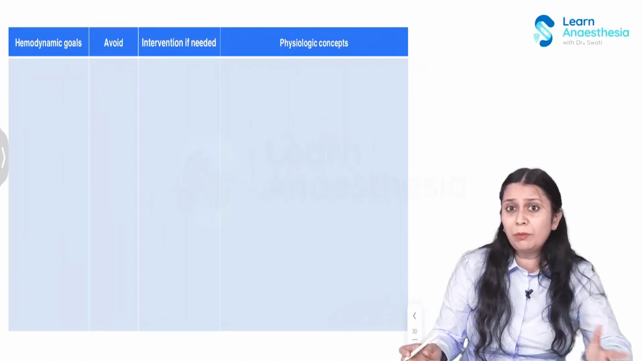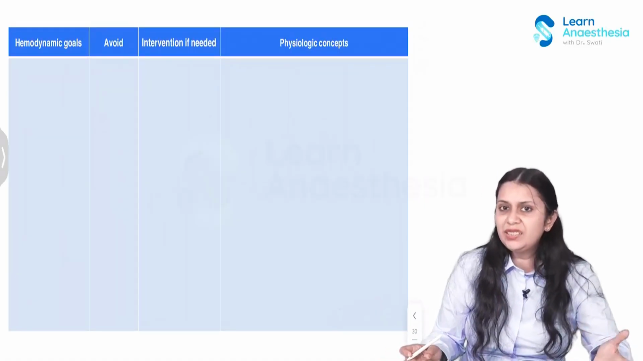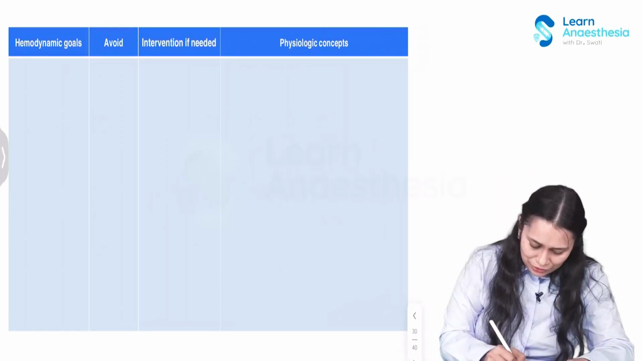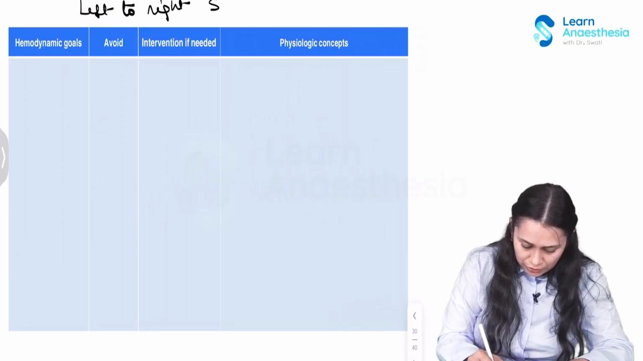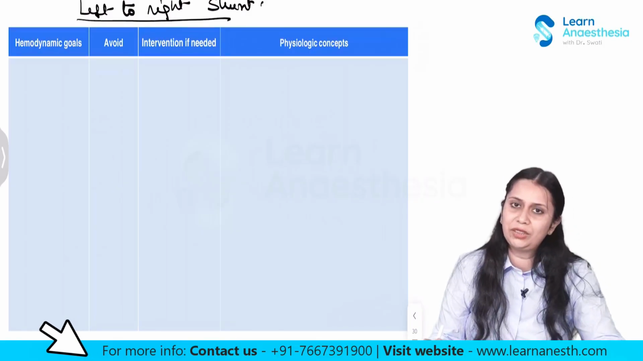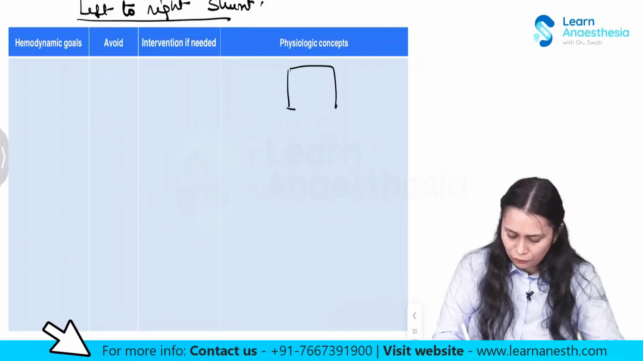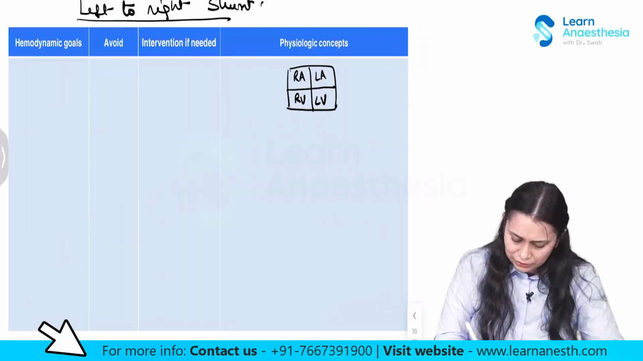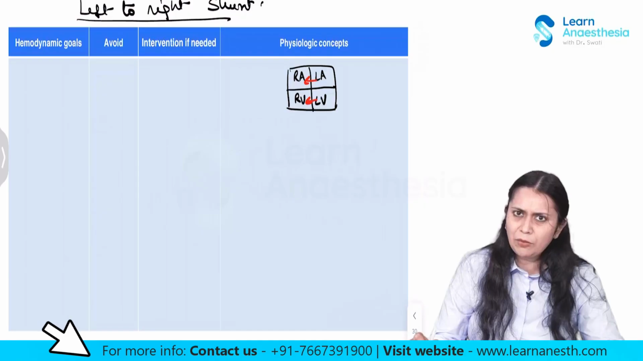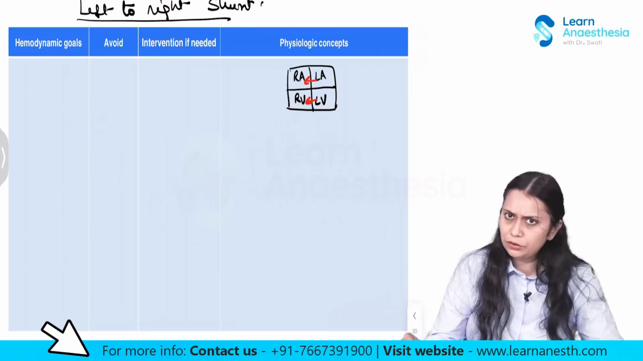Okay. Now coming to the next, which is left to right shunt. Compared to other cardiac lesions, left to right shunts are easier to manage, right? So what happens in left to right shunt? Again, let's say these are the 4 chambers of the heart: right atrium, right ventricle, left atrium, left ventricle. The shunt is between the left atrium and right atrium, or left ventricle and right ventricle. So that is left to right shunt.